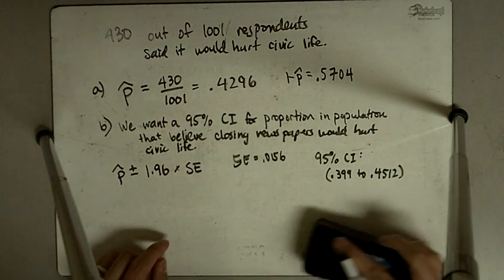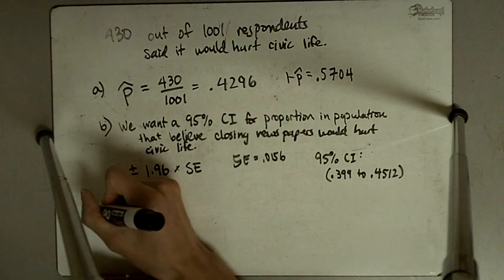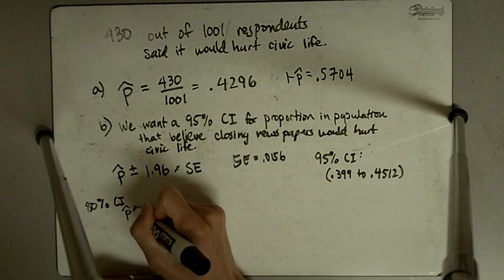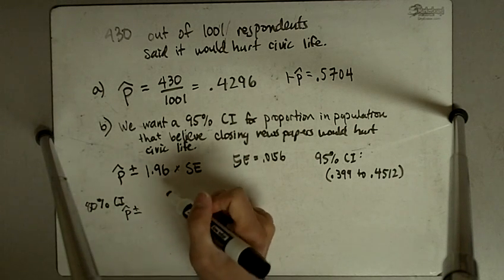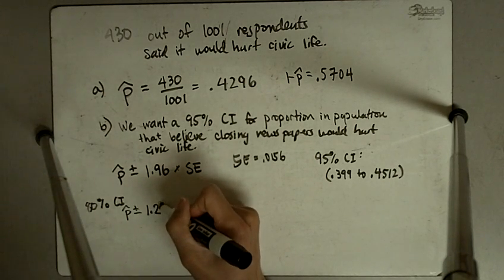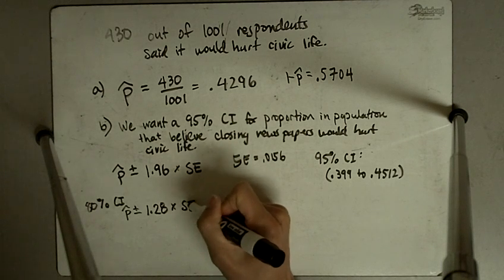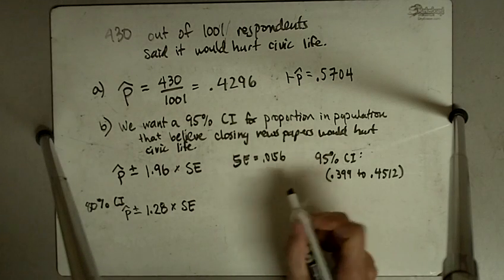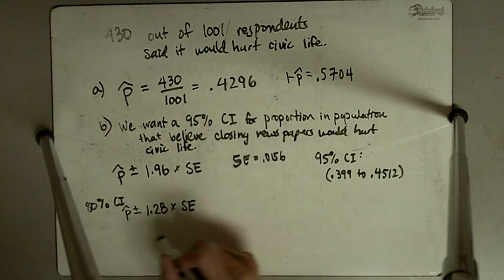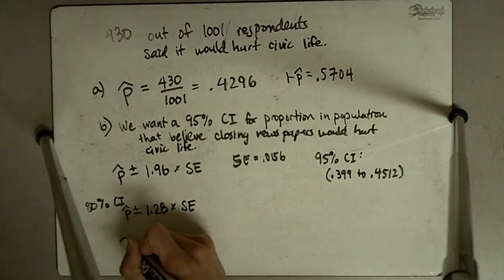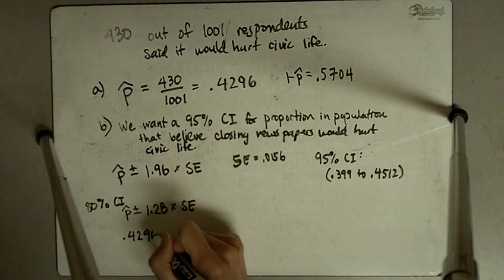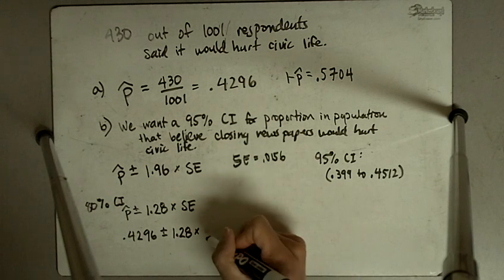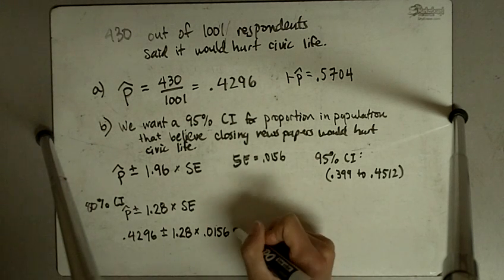An 80% confidence interval is very similar. We're going to use p hat plus or minus the number for an 80% confidence interval, which is 1.28 times the standard error. That's just one of the numbers from the table. The standard error here is still 0.0156, and my p hat is still 0.4296. So I'm going to have 0.4296 plus or minus 1.28 times 0.0156.